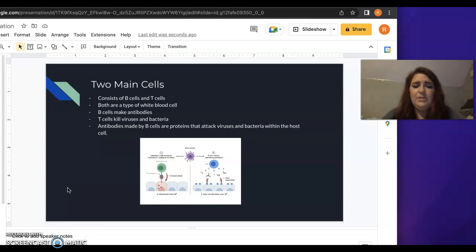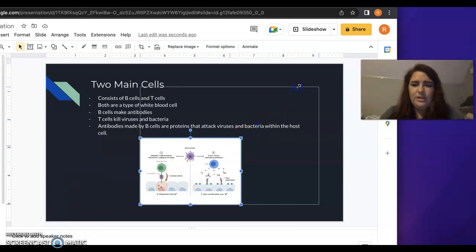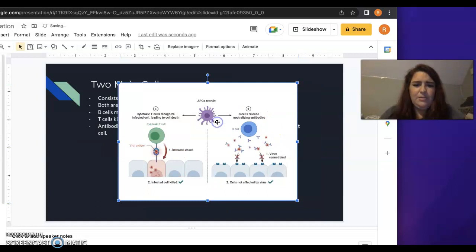Antibodies that are made by B cells are proteins that attack viruses and bacteria within the host cell to eliminate them and make sure they can't infect more cells. And then this diagram just shows the differences between the actions of the B cells and T cells. So you can see the B cells release the antibodies, which attach to the antigens on the pathogen, and then it is blocked from entering other host cells. And then the cytotoxic T cells are the ones that actually kill the infected cells.